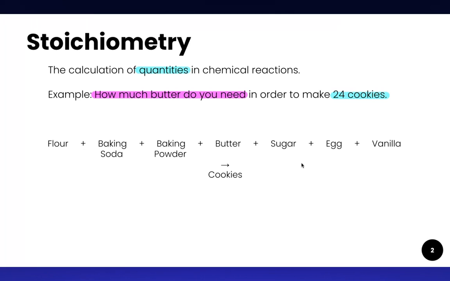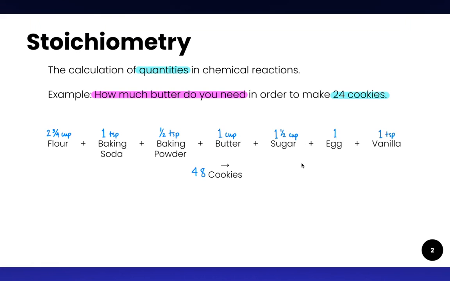Okay, the next thing I do is I make sure my equation is balanced. Here's our chemical formula for sugar cookies, but it is not balanced. So I'm going to go ahead and add those coefficients for you. All of this will react together with some heat to form 48 cookies.